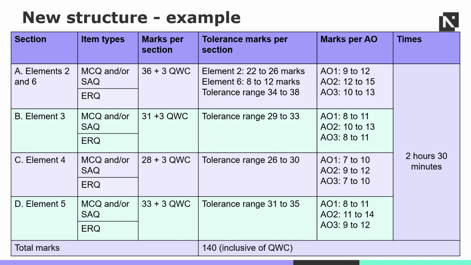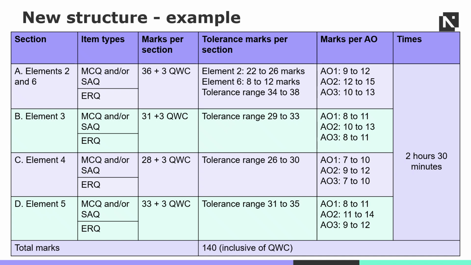The marks are mapped across AO1, AO2 and AO3 as follows. So AO1, the recall and understanding, is between 9 to 12 marks. AO2, as in application, is 12 to 15 marks, and AO3, the analysis and evaluation, is 10 to 13 marks within that section of the paper. Then you can see for sections B, C and D the breakdowns are on the screen now.